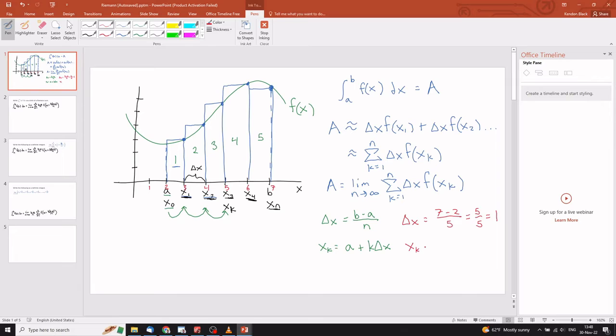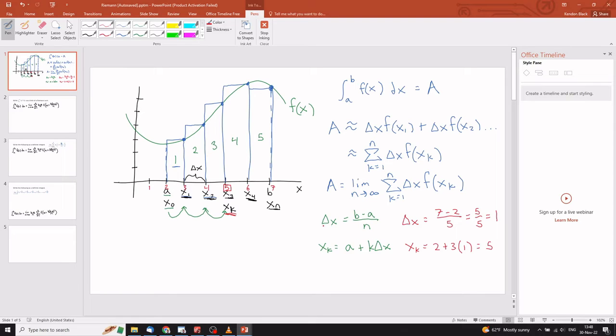X sub k equals a, which is 2, plus k, which, okay, I've drawn x sub k right here. So we've gone up 1, 2, 3. So k is 3 in this case, times our delta x, which is 1. So 2 plus 3 is 5. So based on the way I've drawn this diagram, x sub k should be 5, which you can see that it is. Okay, so the formula works.